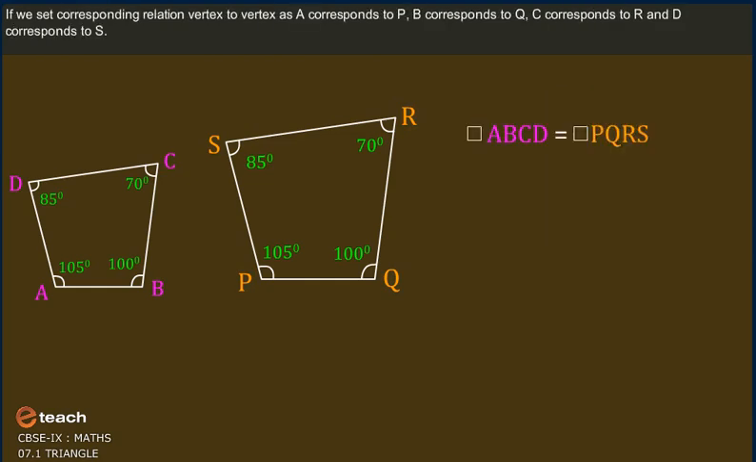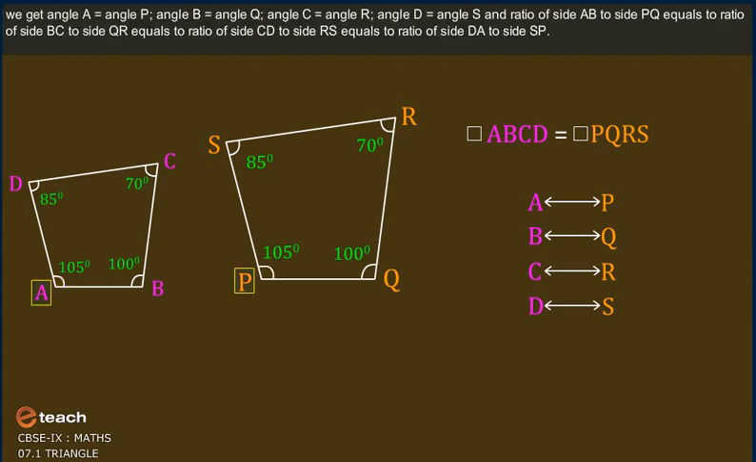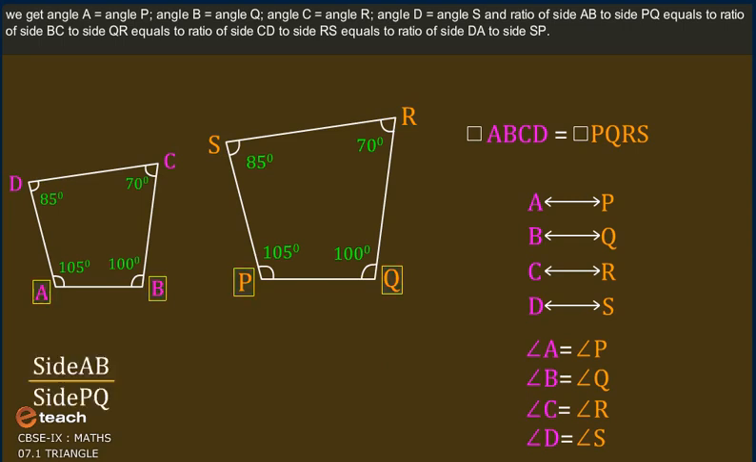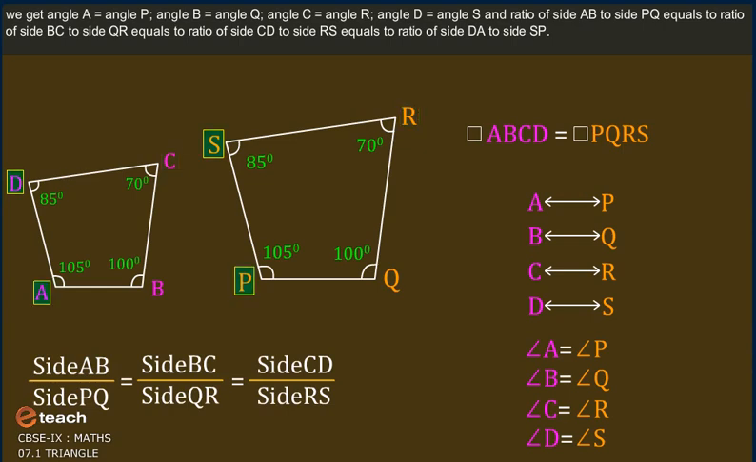If we set corresponding relation vertex to vertex as A corresponds to P, B corresponds to Q, C corresponds to R, and D corresponds to S, we get angle A is equal to angle P, angle B is equal to angle Q, angle C is equal to angle R, angle D is equal to angle S, and ratio of side AB to side PQ equals ratio of side BC to side QR, equals ratio of side CD to side RS, equals ratio of side DA to side SP.